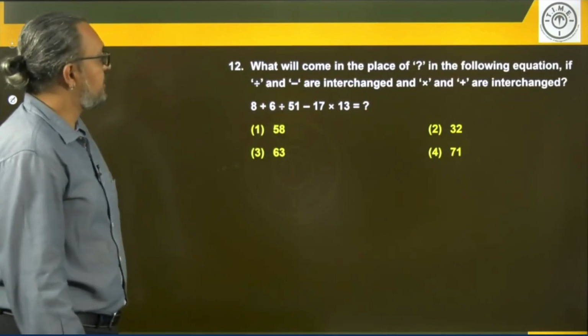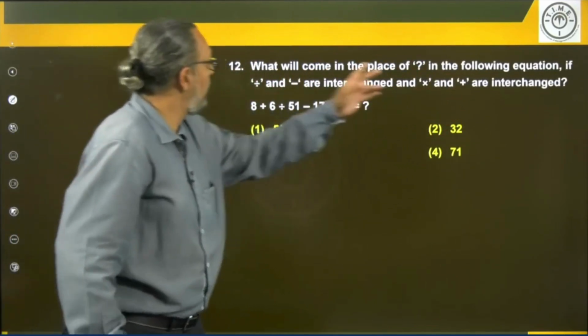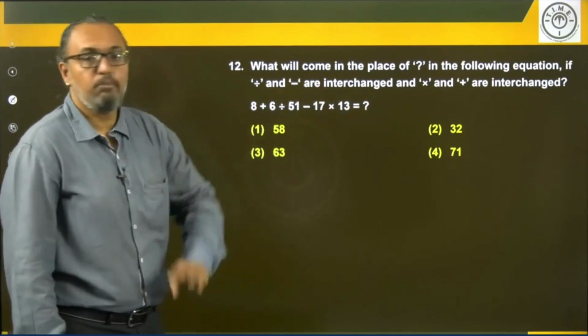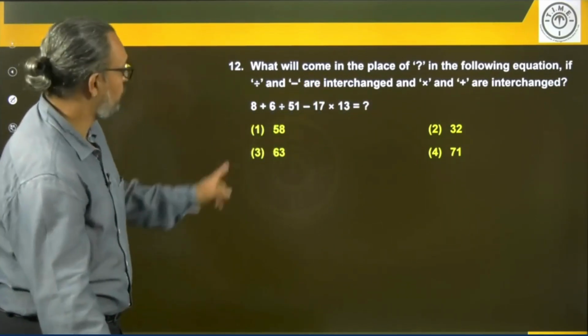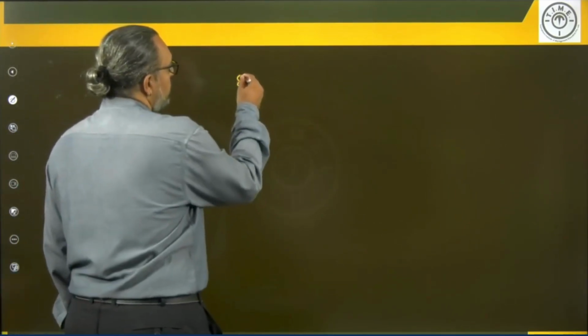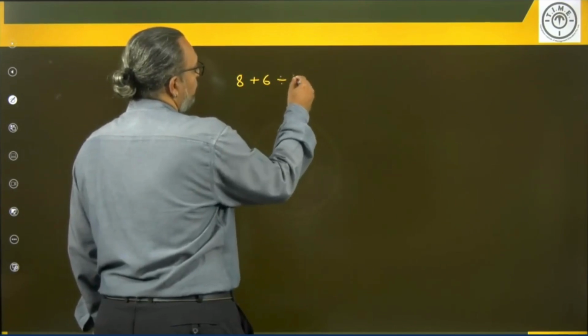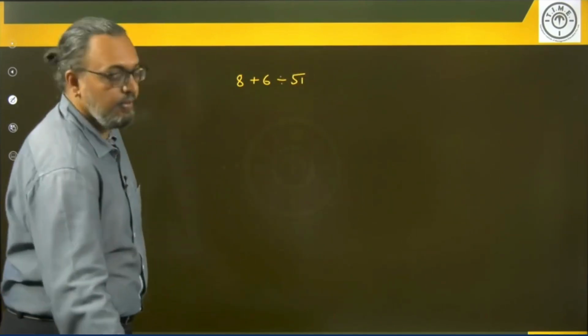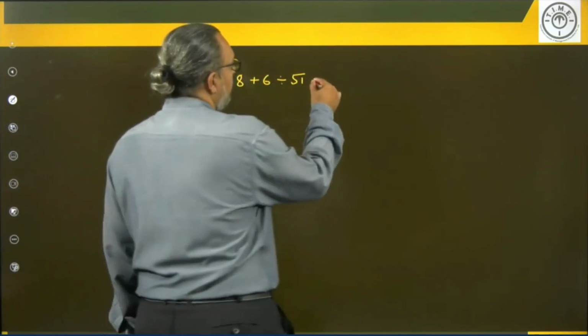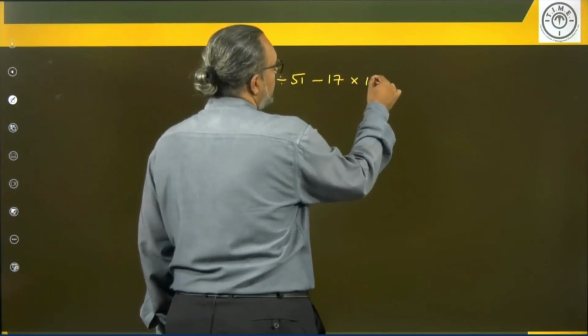Next, what will come in place of the question mark if divide and subtract are interchanged, and into and plus are interchanged. So we take the given expression: 8 plus 6 divided by 51 minus 17 into 13.